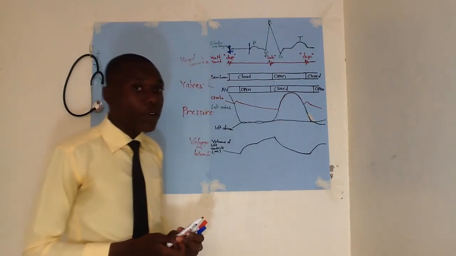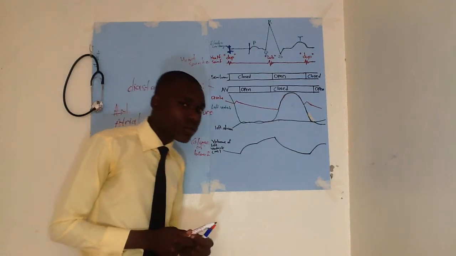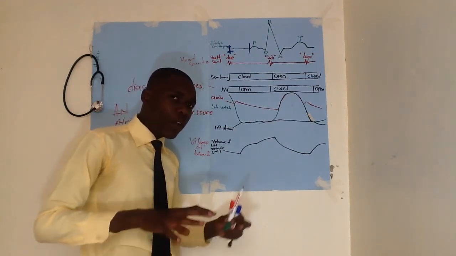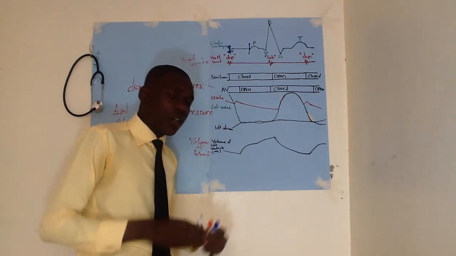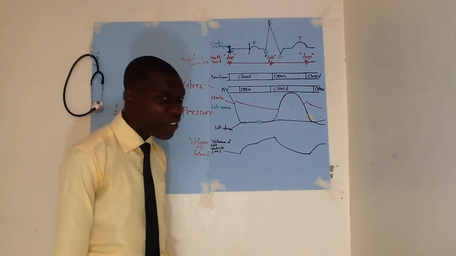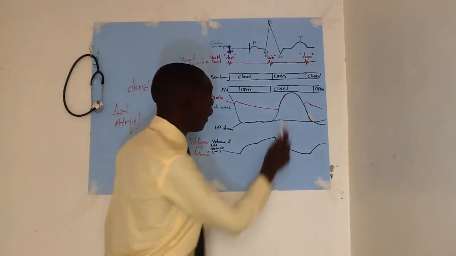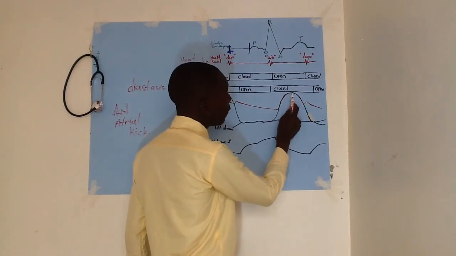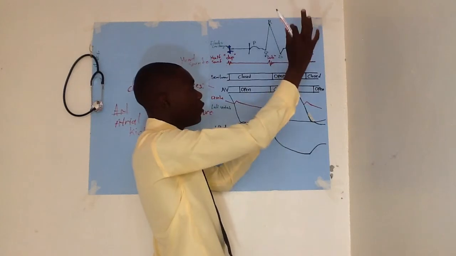Immediately, the walls of the ventricles, the ventricular myocardium, is going to relax. When the ventricular myocardium relaxes, it means the pressure inside the ventricles will start lowering. So we are having here the pressure in the ventricles at maximum peak. Therefore, all the blood is being pushed out of the ventricles to the arteries.